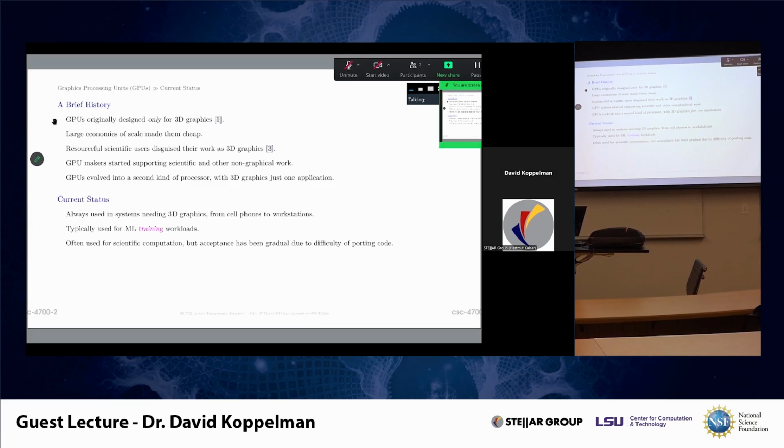They said, all right, obviously trying to program this using a fragment shader is really, really difficult. We'll make our own language to program them. And they called it CUDA, and I still don't remember what CUDA stands for.